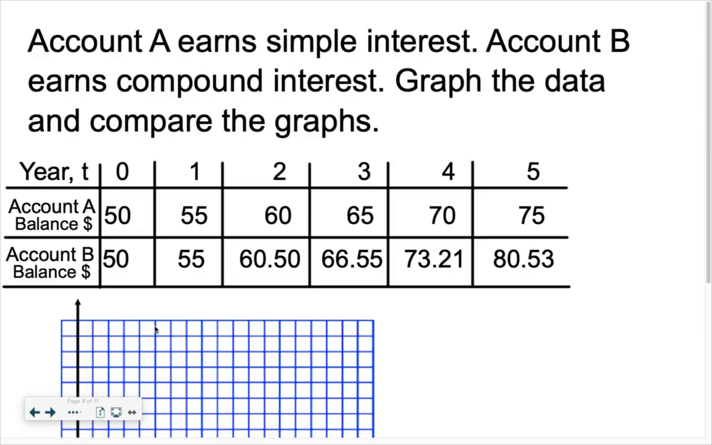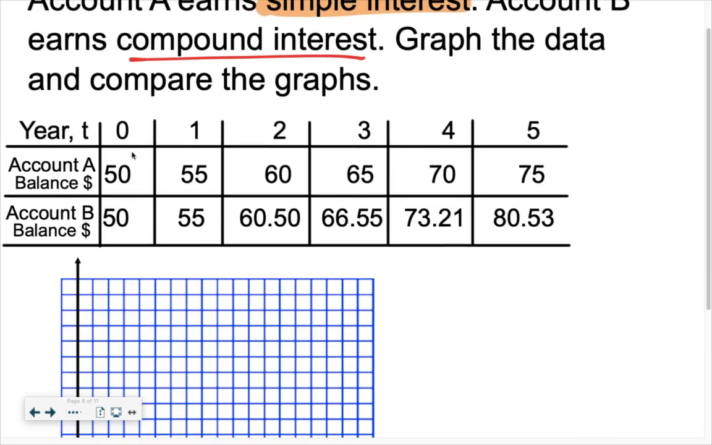Account A earns simple interest. We're going to learn about that later on this year. Account B earns compound interest. Graph the data and compare the graphs. So to do that, you can see here, we've got our independent variable, our time. So that's going to go along the bottom.